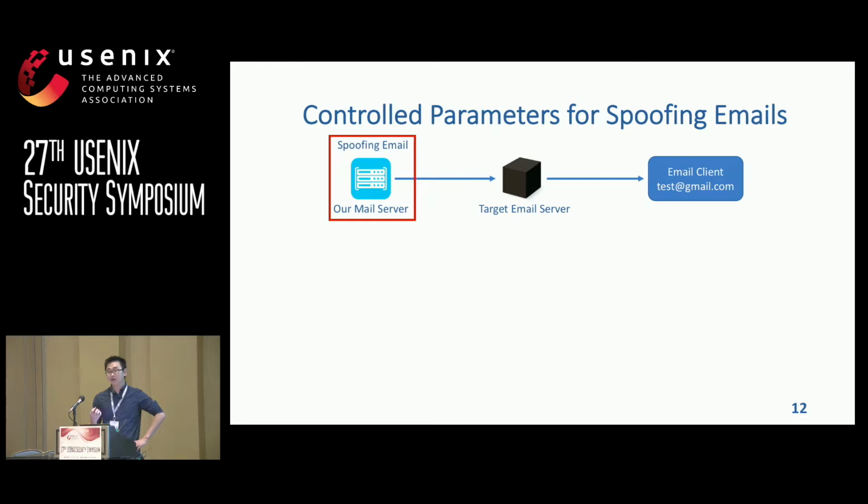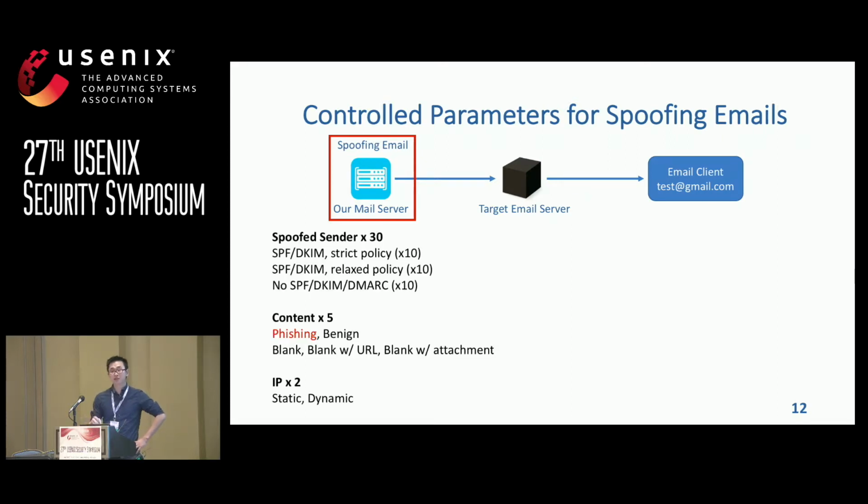After selecting the target email providers, the next thing we want to decide on is what kind of spoof emails we want to send to them. We chose 30 senders we want to spoof and also divided them into 3 groups. The first group published SPF or DKIM with a strict DMARC policy. The second group published SPF or DKIM with a relaxed DMARC policy. The third group didn't publish SPF, DKIM, or DMARC. Examples for them are Facebook, eBay, and the Pirate Bay.